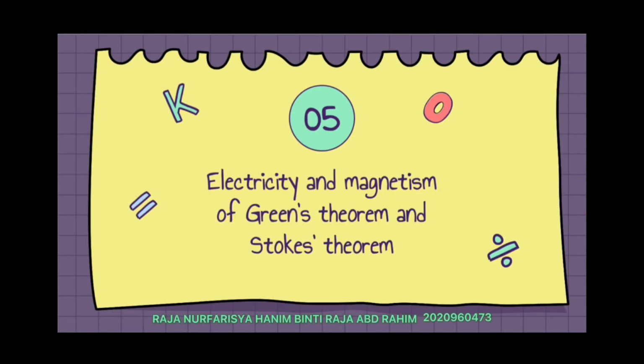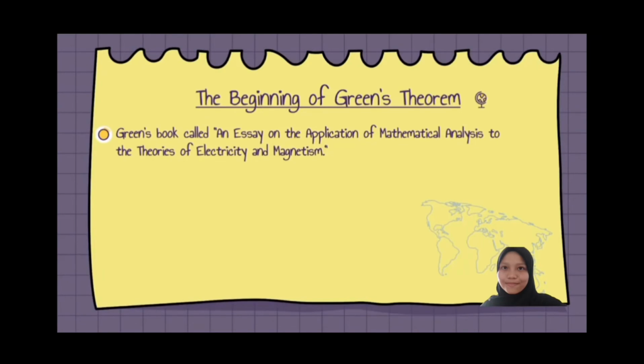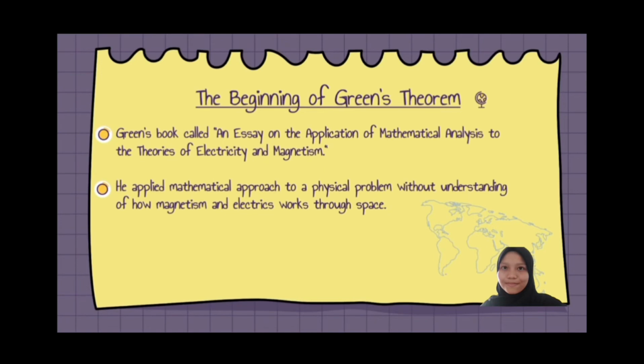Next is electricity and magnetism in Green's and Stokes' theorems. In 1828, George Green first proposed Green's theorem in the book he published, entitled An Essay on the Application of Mathematical Analysis to the Theories of Electricity and Magnetism. Through his paper, he introduced a potential function for electric and magnetic fields, as well as how to formulate the function using his theorem. This theorem used a mathematical approach to a physical problem without knowing or understanding how electric or magnetic fields work through space.